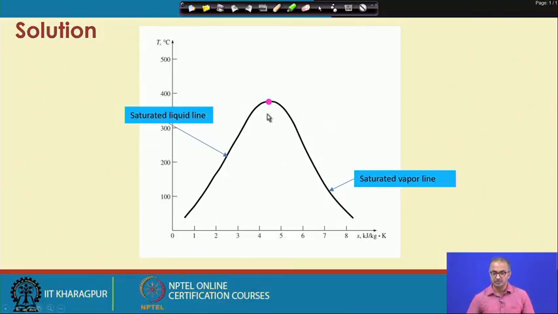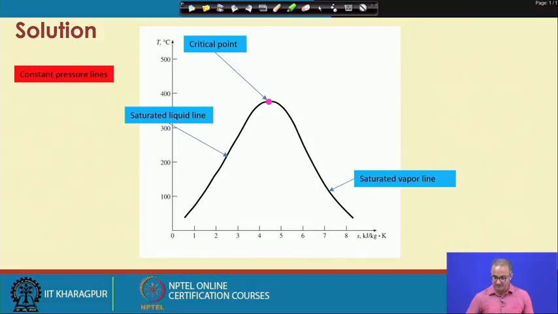Now, this particular point is the critical point. Above the critical point we do not have any demarcation between the liquid and the vapor. Also, we cannot liquefy a gas above the critical point by lowering the temperature or increasing the pressure. So, we have to be below the critical point to make sure that we can have phase changes.